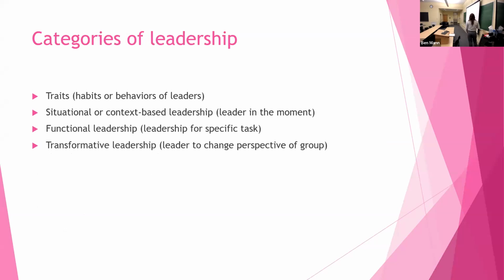We talked about these different categories. Again, traits include things such as intelligence, focus, passion, enthusiasm, just general things that are good traits for a leader to have. We talked about how situational or context leadership is important. The leader for the moment. There's a crisis and somebody needs CPR to come in and save the day.